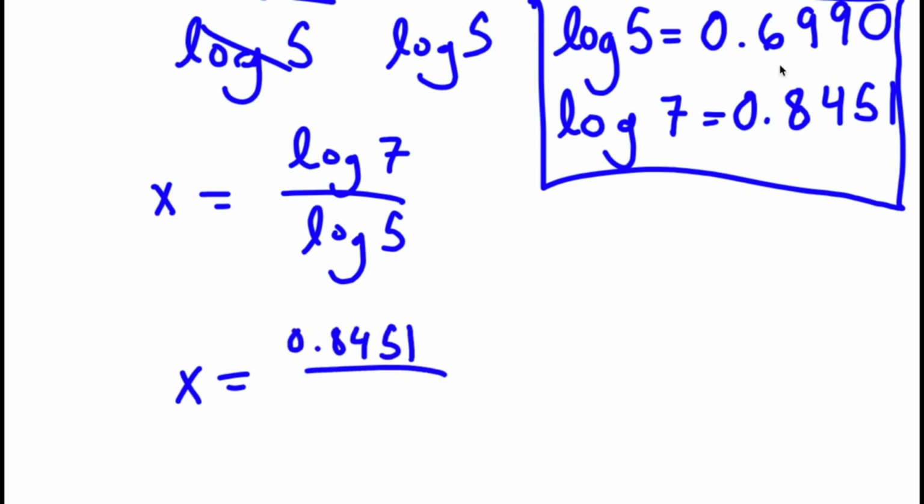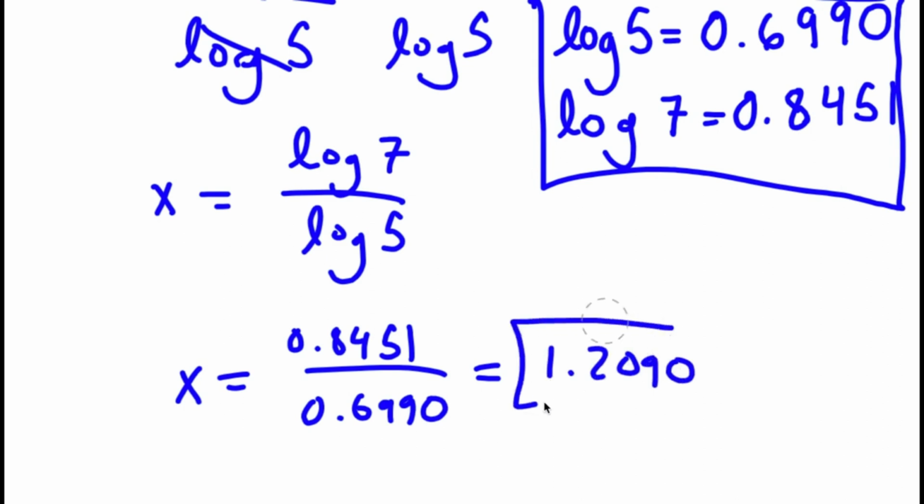And log 5 is equal to 0.6990. So now I have 0.8451 over 0.6990, which is equal to 1.2090. So this is my answer.